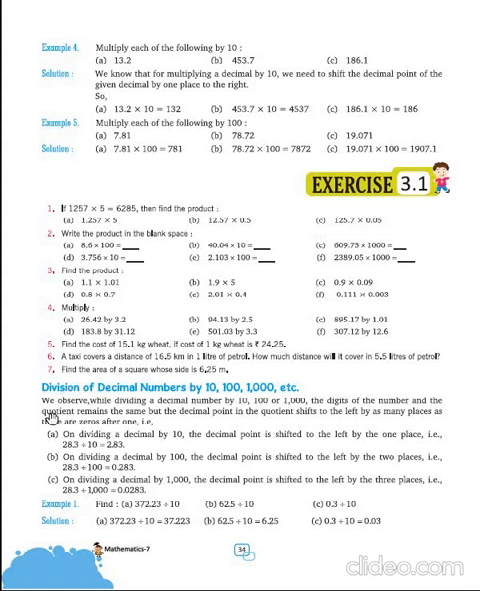Now let's see the division of decimal numbers by 10, 100, 1000. If you divide any decimal by 10, the decimal point will be shifted to the left by one place. If you divide by 100, it will be shifted to the left by two places. If you divide by 1000, the decimal point will be shifted to the left by three places, and so on.